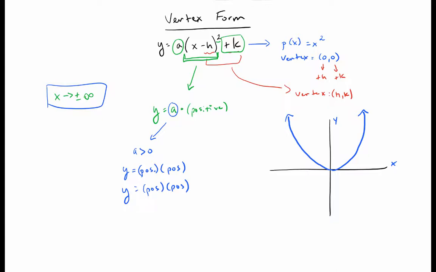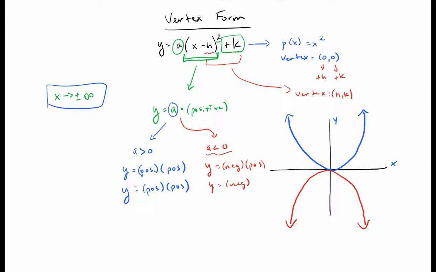Well, that's pretty cool. Hopefully you can guess what the other case would be. If a is less than 0, then we're going to have that y is equal to a negative times a positive, or that y is just equal to a negative. So what we're saying there is that if this a value is negative, then as x gets really negative, so will y. And as x gets really positive, so will y. I'm sorry, as x gets really positive, y will get more negative.